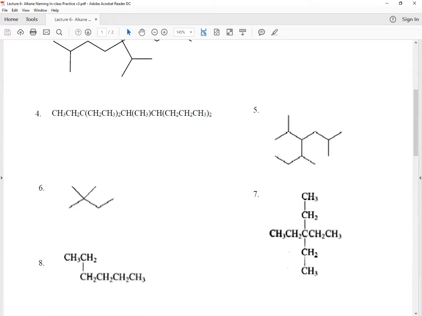Okay, number 7, you can pick literally any one of these carbons to be number 1, right? Any one of them, because you're going to get the same answer either way. So just for fun, let's go horizontal. 1, 2, 3, 4, 5. So what's the name of this? 3,3-diethyl pentane. Good.